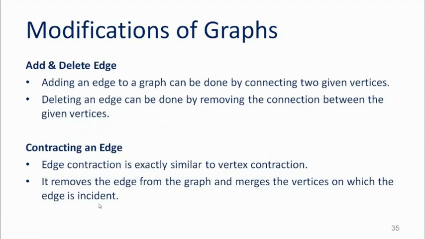Next one is modification of graphs: add and delete edge. Adding an edge to a graph can be done by connecting 2 given vertices. Deleting an edge can be done by removing the connection between the given vertices. If you are adding an edge, you cannot add it simply like that. You have to have the necessary connections to the rest of the graph.